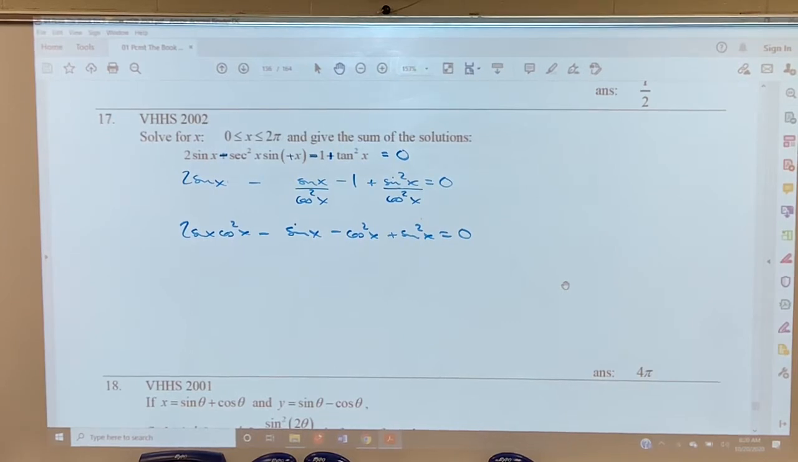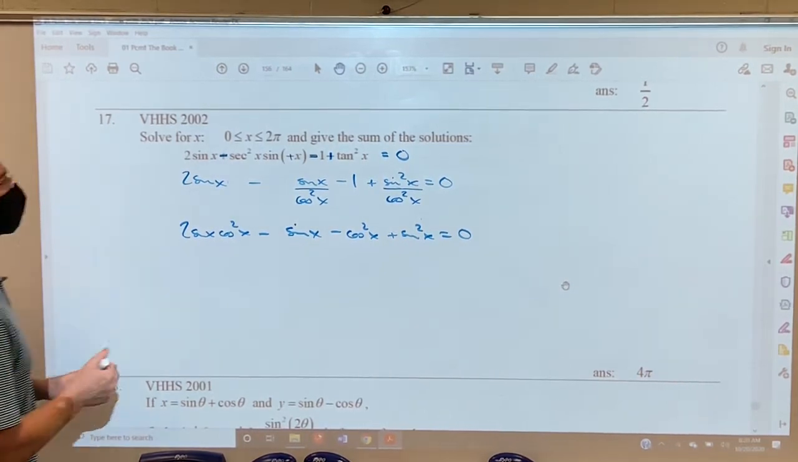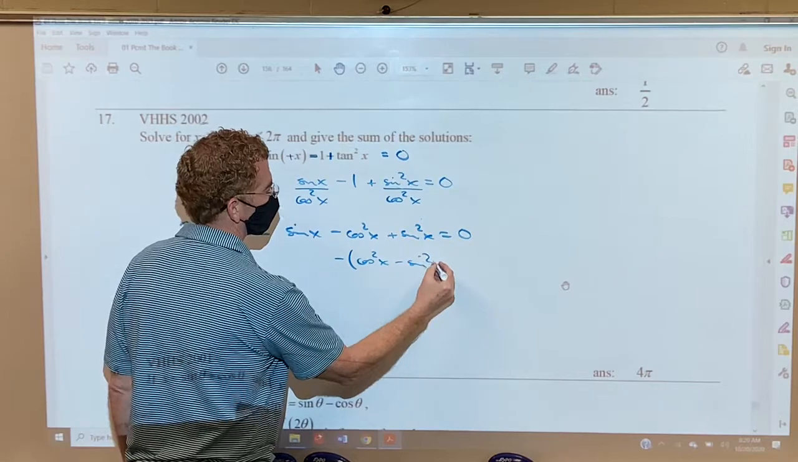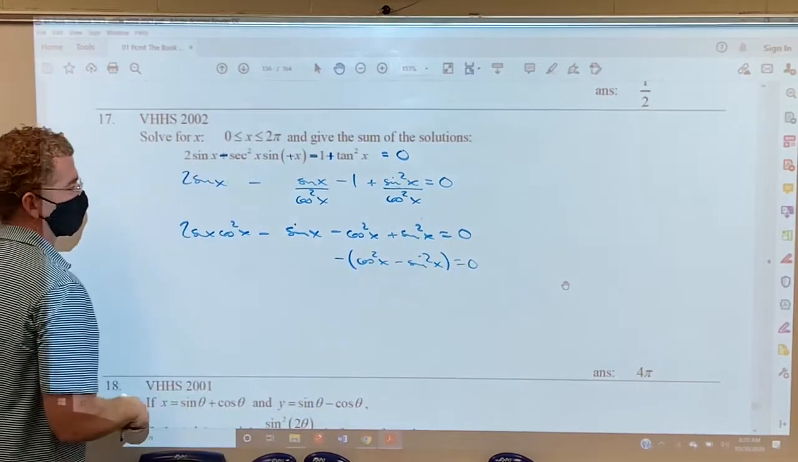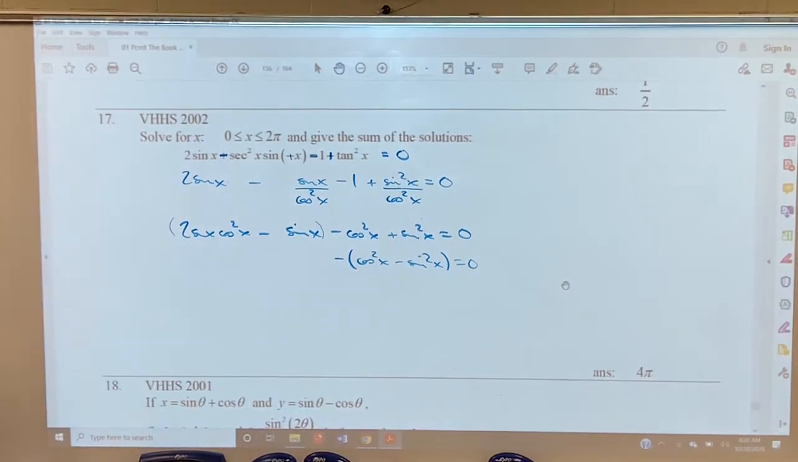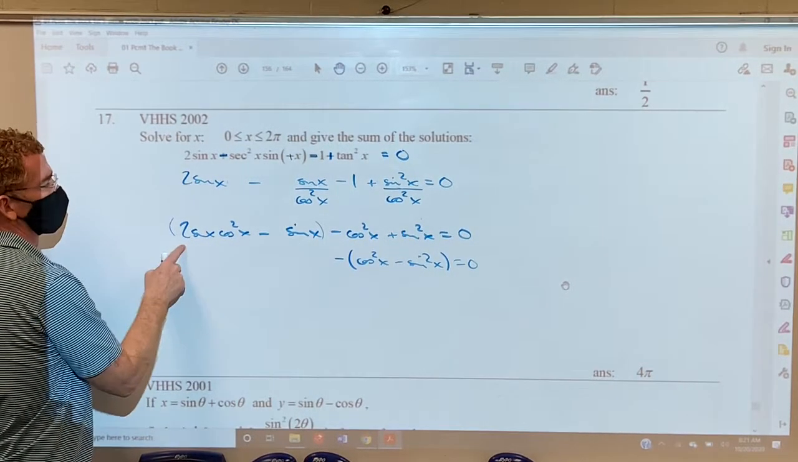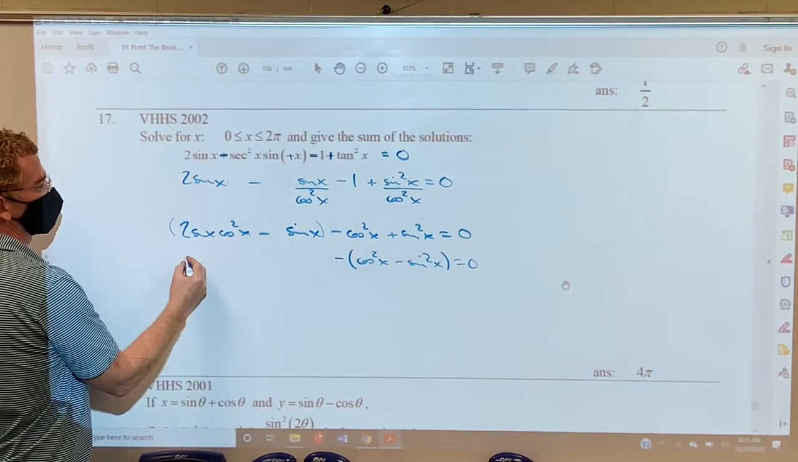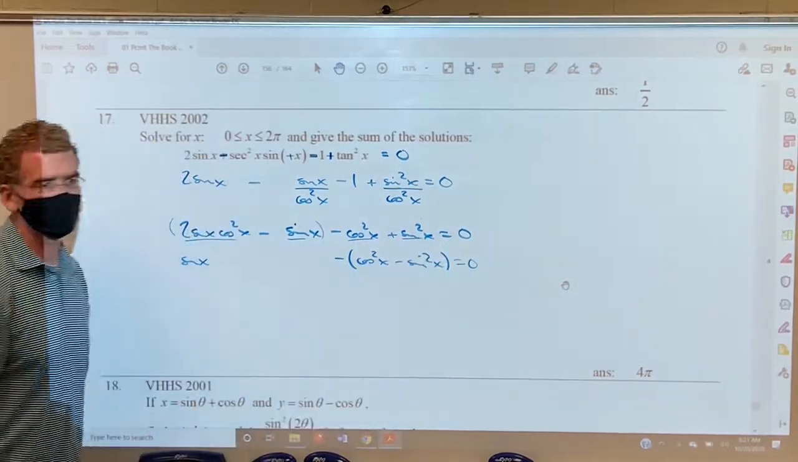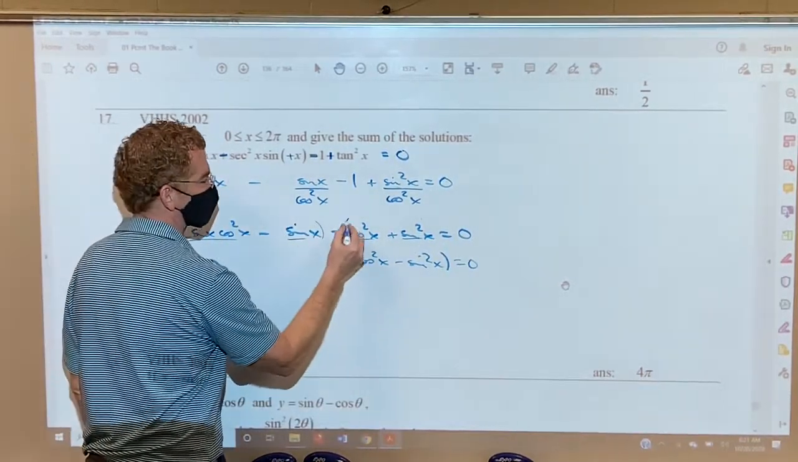Anybody see anything? I think you're onto something there. This right here, if I factored a negative out, would give me something that I kind of recognize, maybe. And then along those lines, what about this if I factored something out? If I factored out a sine x, basically I have a 4-term polynomial. What do we normally do with 4-term polynomials? Group them. So I'm factoring a negative out.